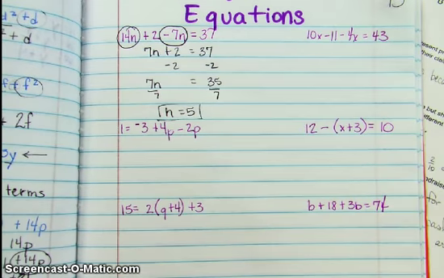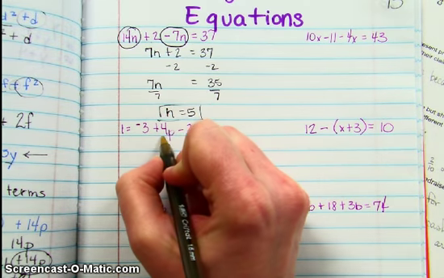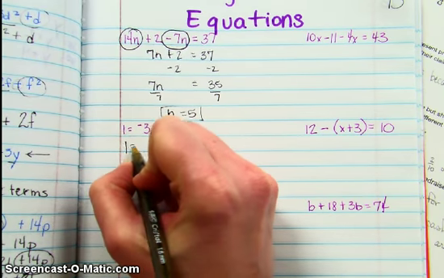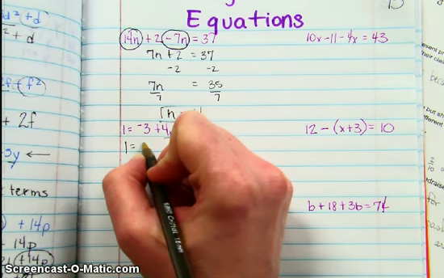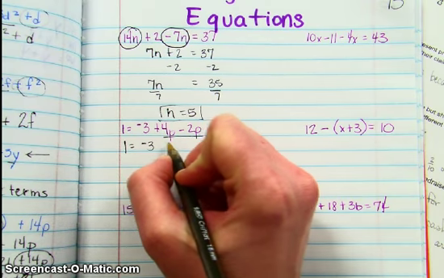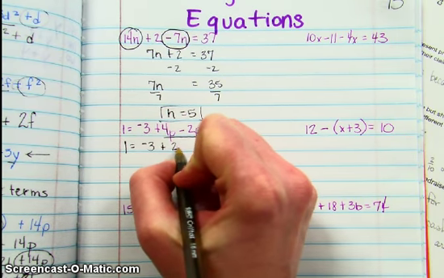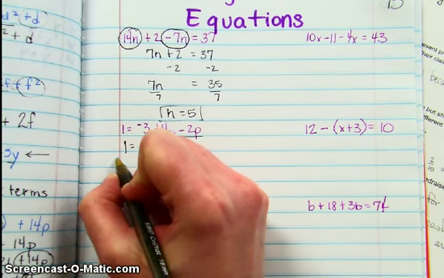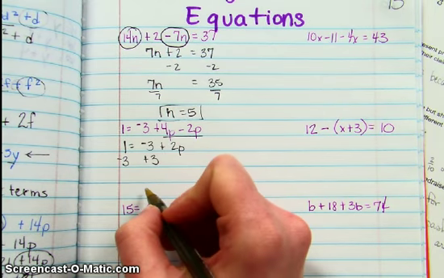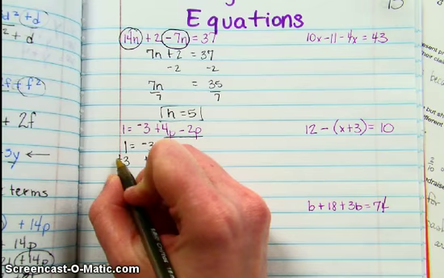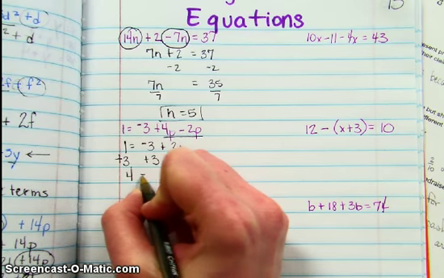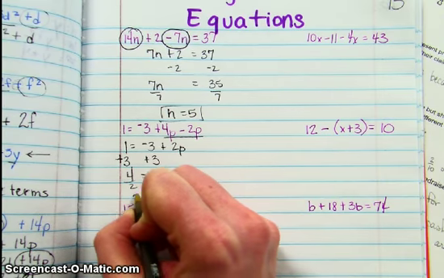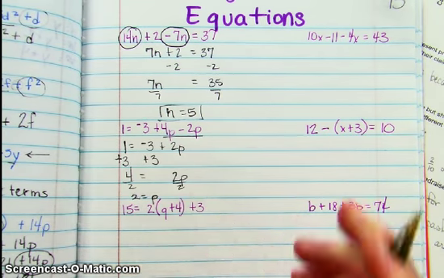Again, combine your like terms here. We have 4p minus 2p. So that will be, bring down your 1, your equals, your negative 3. 4p minus 2p is a positive 2p. We have a two-step equation now. Isolate my variable by adding 3 to both sides. When I add 3 to both sides, I get 4 is equal to 2p. Divide both sides by 2. And 2 is equal to p.